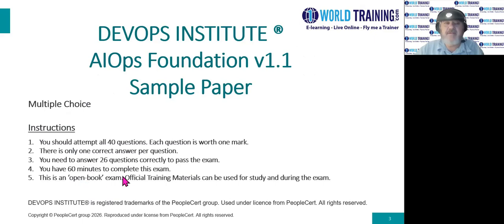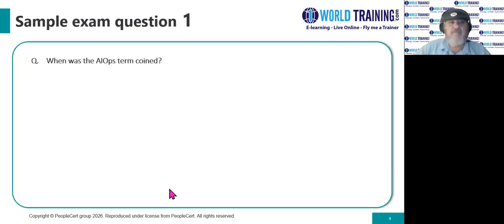You have 60 minutes. Again, this is a sample paper. You can time yourself. It is open book. You're allowed to look at your training materials either in a hard copy format or an online version that you can use to look up materials and look up answers while you're doing the exam. Okay, so let's get into it.